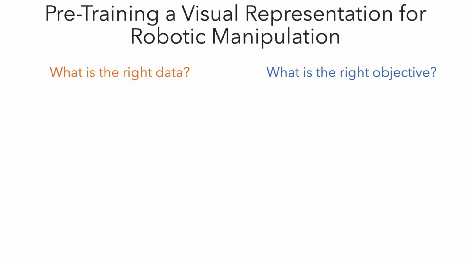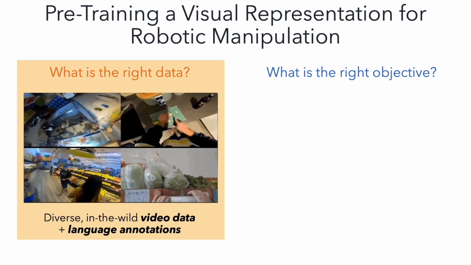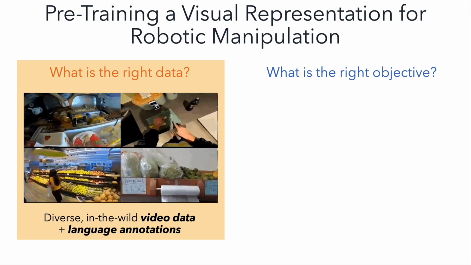Towards pre-training a visual representation for robotic manipulation, we're faced with two key questions. What is the right data to pre-train on for robotics? And what is the right objective to produce good representations for robotic manipulation? On the side of the data, we know that we need large and diverse data sets, and ideally, data that involves real-world interaction, as this is what we seek from our robots. Thus, a natural choice for pre-training data is diverse in-the-wild human video datasets, which contain diverse real-world interaction paired with natural language.